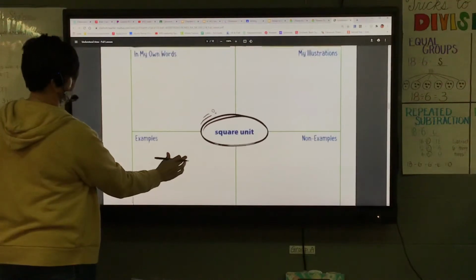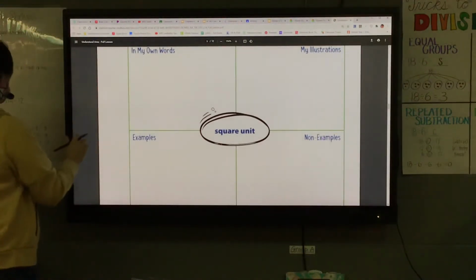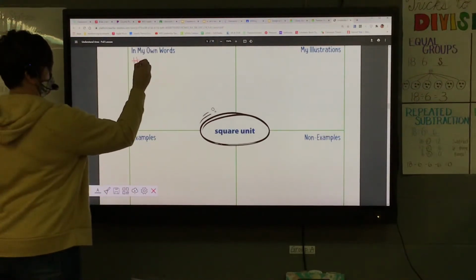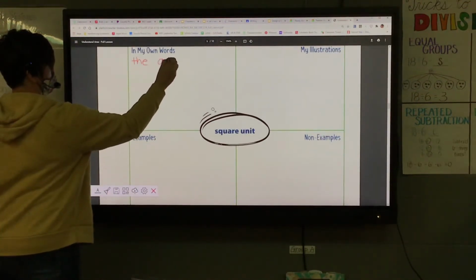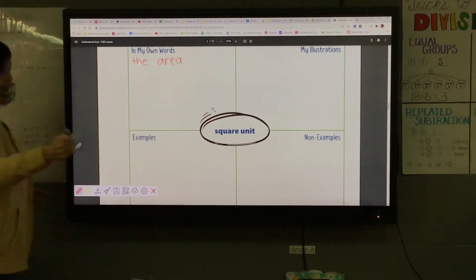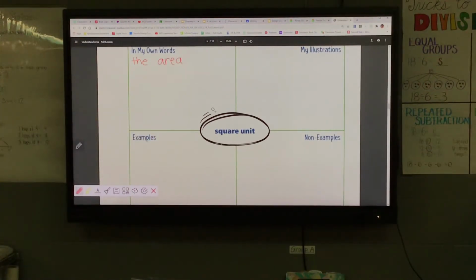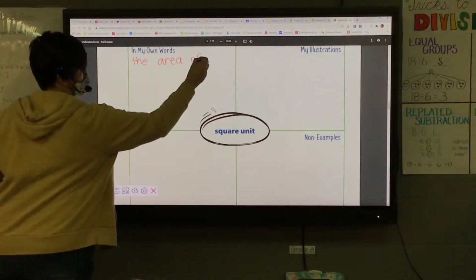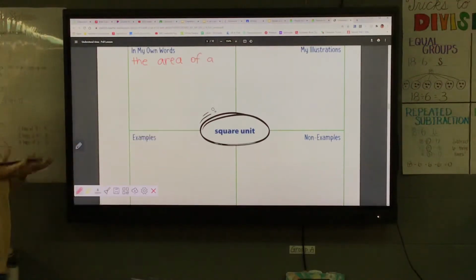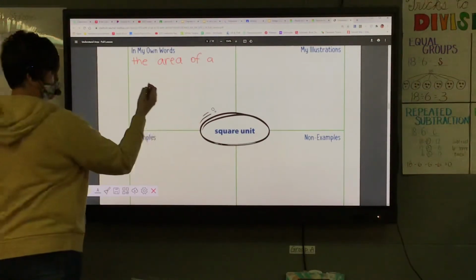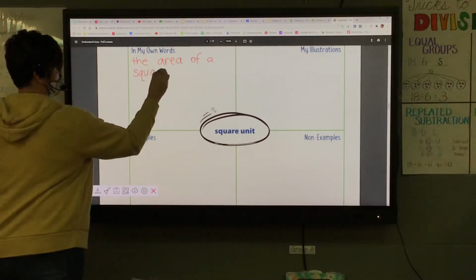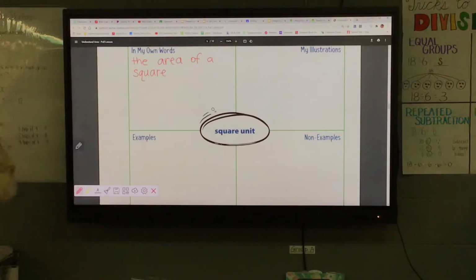Sorry. Okay, let me get my writing pen going here. The area. Am I writing big enough for you to be able to see it okay in the back? Yeah. Lucas, can you see it okay? Okay, so the area of a square, right? Because that's what we're talking about, a square unit. The area of a square, kind of what Connor had said.